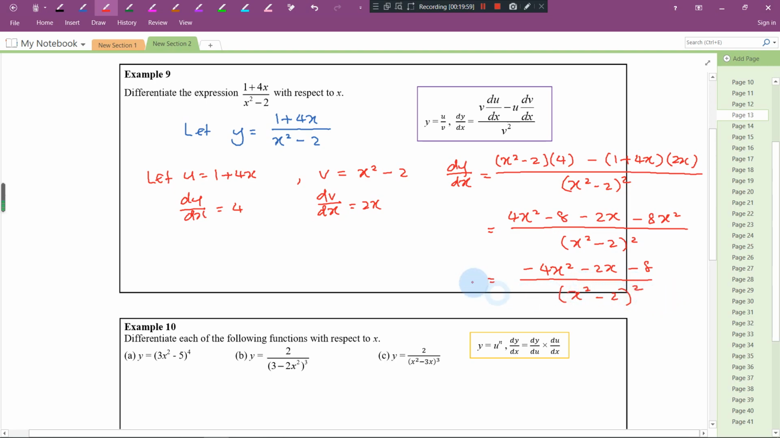Okay, so you can leave your answer like this. If you want to factorize it, you can take the negative 2 out. Then here will be 2x squared plus x plus 4. When you factorize the negative number out, all the signs here you will change.